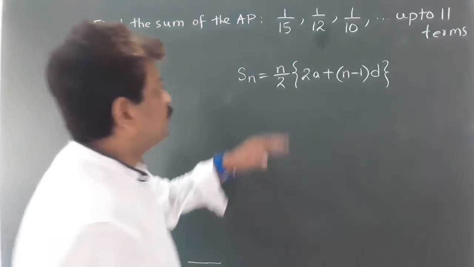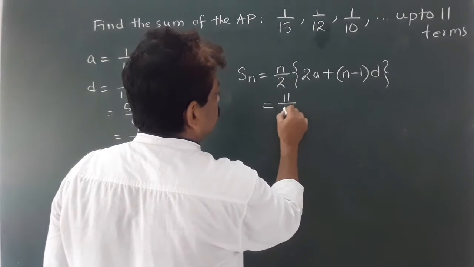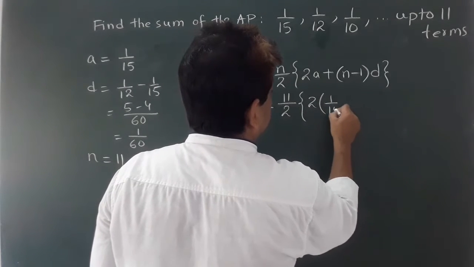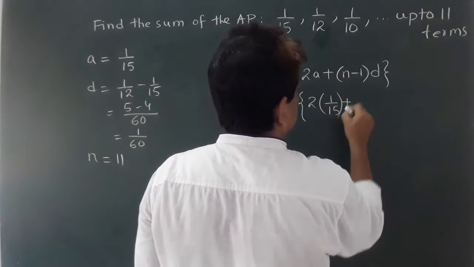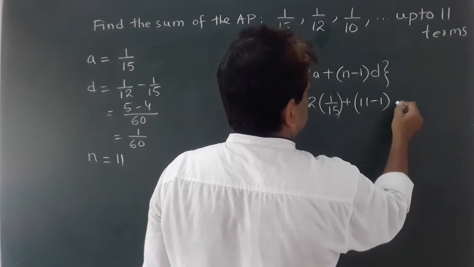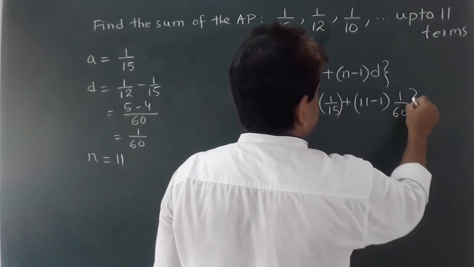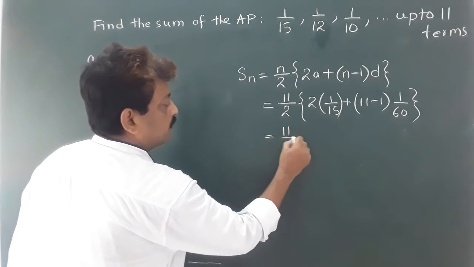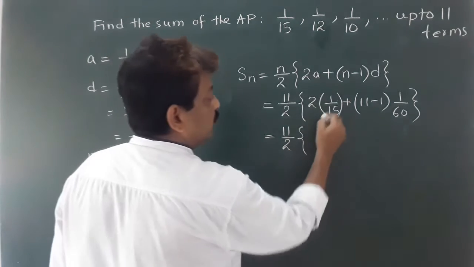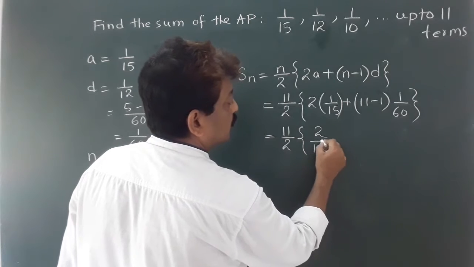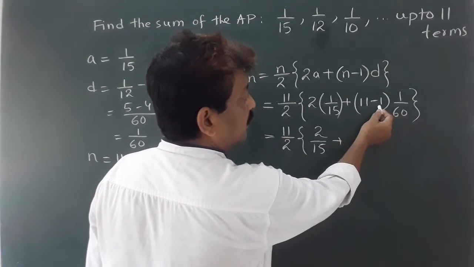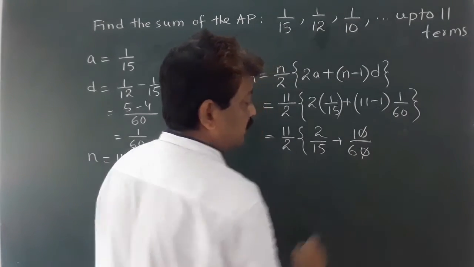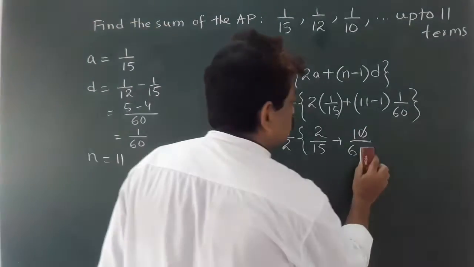Okay. So let me put the values. n is 11. 2a means 2 upon 15 plus (11 minus 1) times d, and d is 1 upon 60. So it is 11 upon 2 times, this will be 2 upon 15 plus 11 minus 1 is 10, 10 upon 60. So this 0 will be cancelled. So I am writing 1 upon 6.